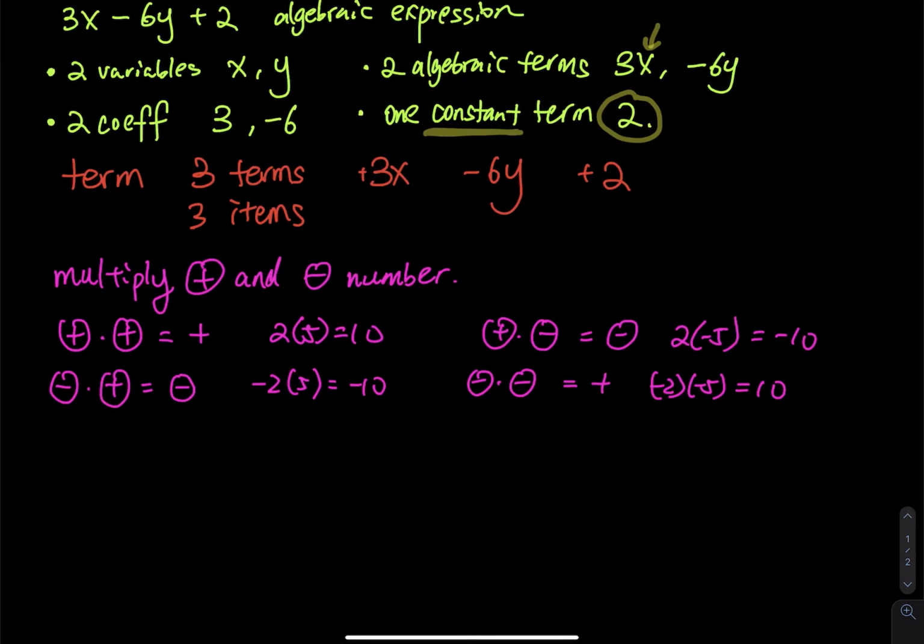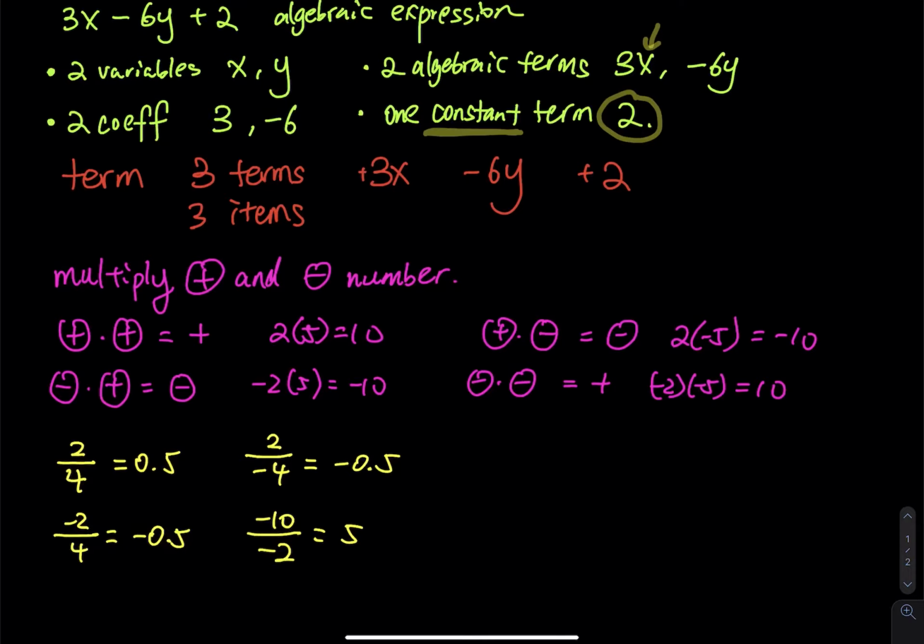So let's say you have 2 divided by 4. Positive divided by positive is positive. Negative divided by positive is negative. A positive divided by negative equals negative. If you have a negative divided by negative, let's say negative 10 divided by negative 2, that equals positive 5. All right, so that's another review, right?